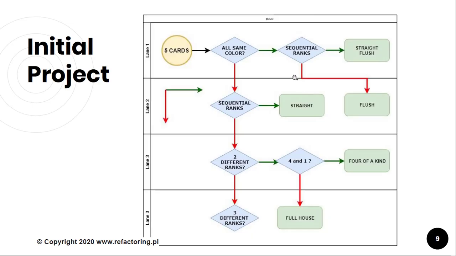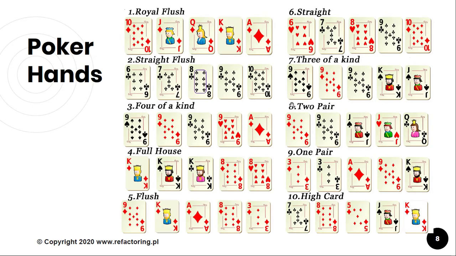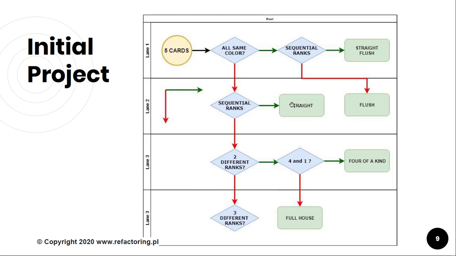If they are of the same color, but not sequential, it is a flush. Straight is figure number 6: cards put into sequential order, but belonging to different suits, different colors. And more and more. We can have a look at the code that does it.